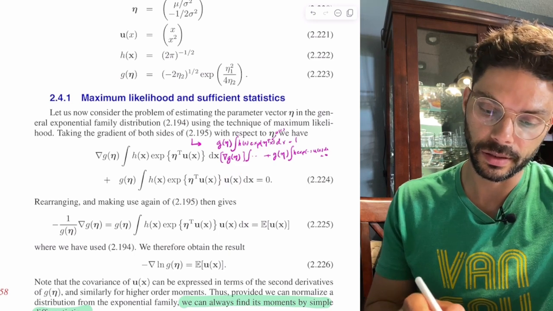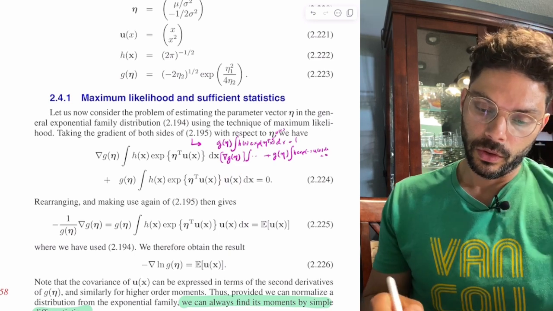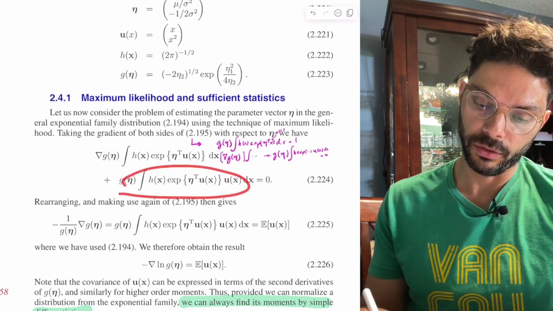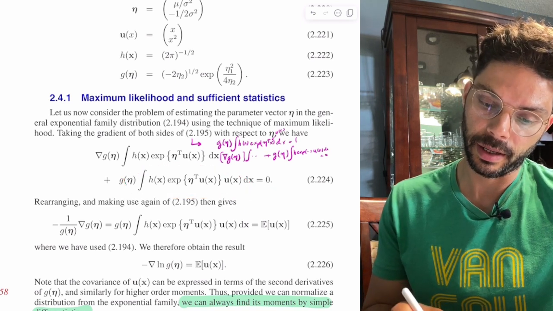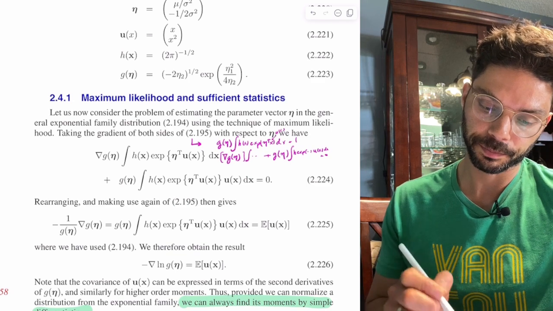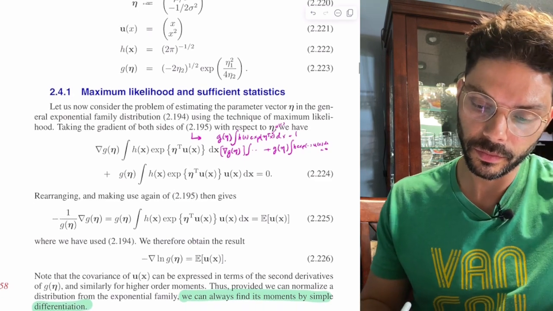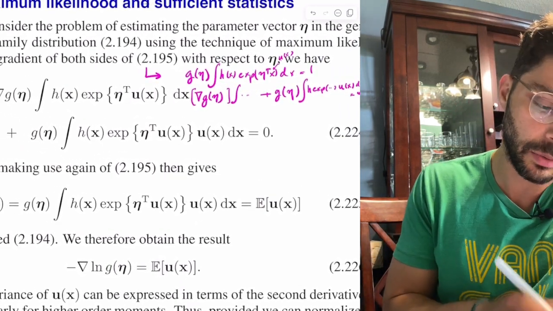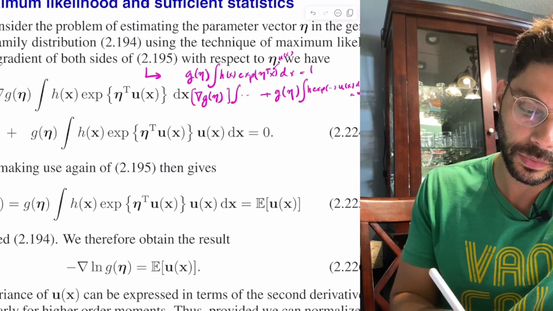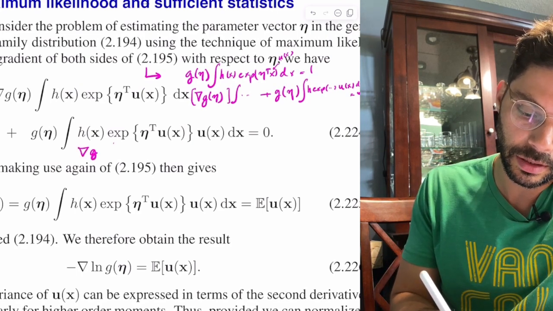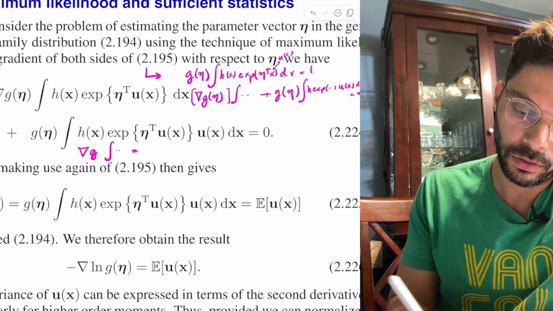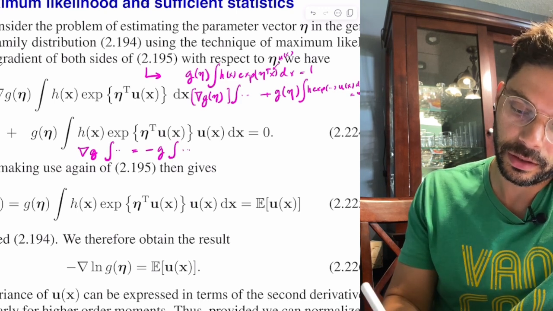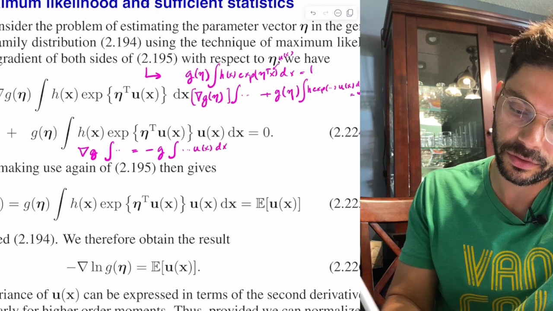We move this to the right-hand side, and then we divide by g of eta. So instead of guessing, let's just do it ourselves. Now we are going to get the gradient of g times this integral is equal to minus g times this gradient, and I'm going to add the u of x dx because that's the only difference, right?